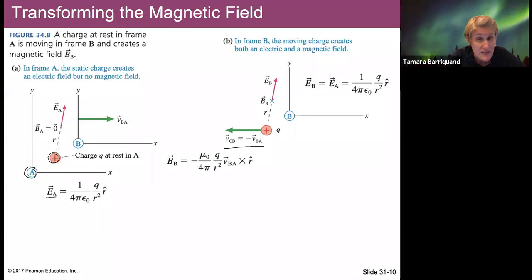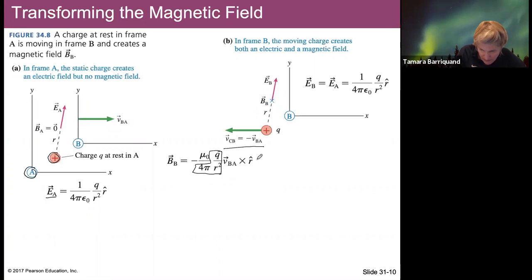So the magnetic field is going to be equal to, now it's moving in the opposite direction. That's where the negative came from, because B is moving away from the charge. So we have negative mu naught over 4 pi Q over R squared V sub BA cross R hat. Now, if we take Q over 4 pi R squared right here, I notice that this looks very similar to my electric field.